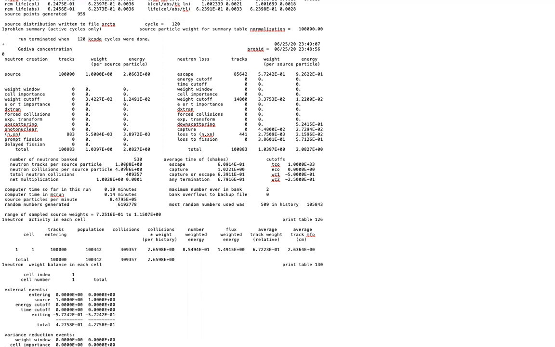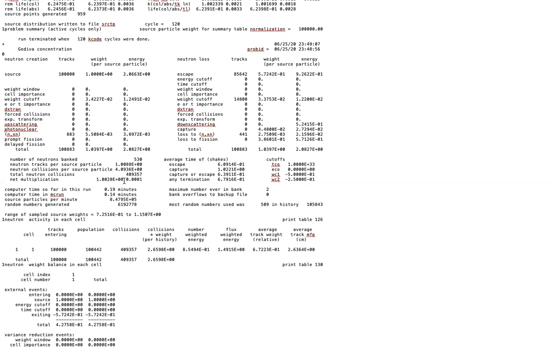How many neutrons did we bank? About 530. Per source, we started 1.0088. Number of collisions. Now this is very important. About 4 collisions took place per source particle. Okay, so you can get an idea of the mean free path. How many collisions took place? 409,000. Okay. So if I divide this number by 100,000, I get about 4.09, which is this number. So not bad. Per neutron, I got 4 collisions. This is the net multiplication of the system.